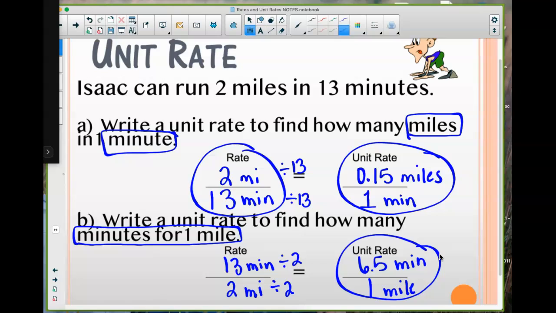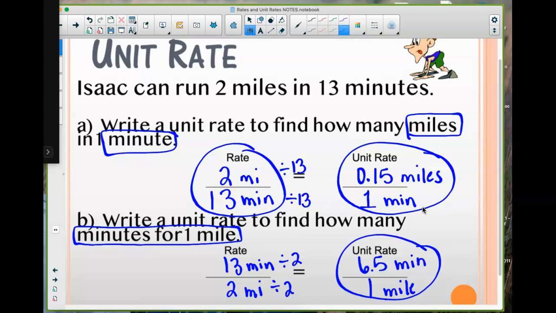Okay, and personally, I would say B. I would say this is more useful. You guys, if somebody came up to me and said, hey, guess what? I can run 0.15 miles in a minute. I'd look at them and probably say, good job. That doesn't make a lot of sense to me.